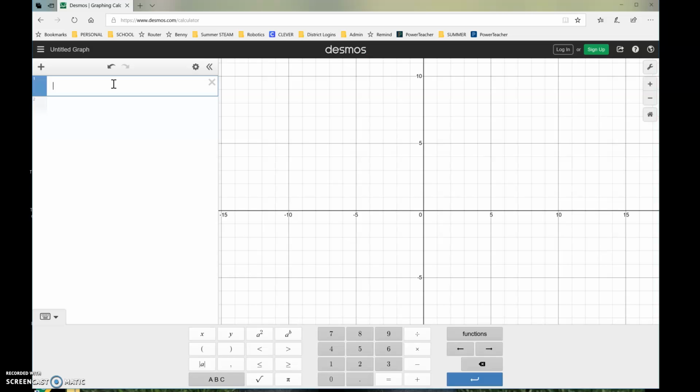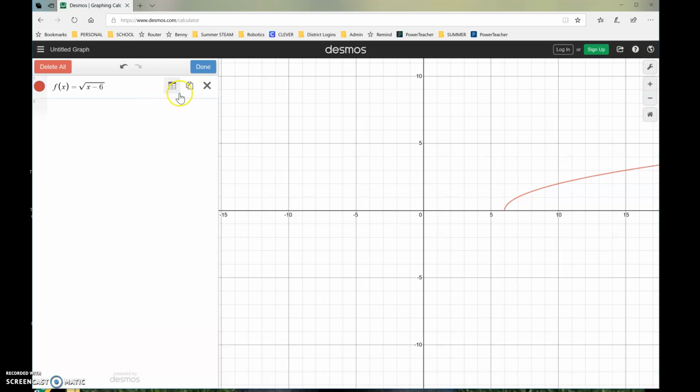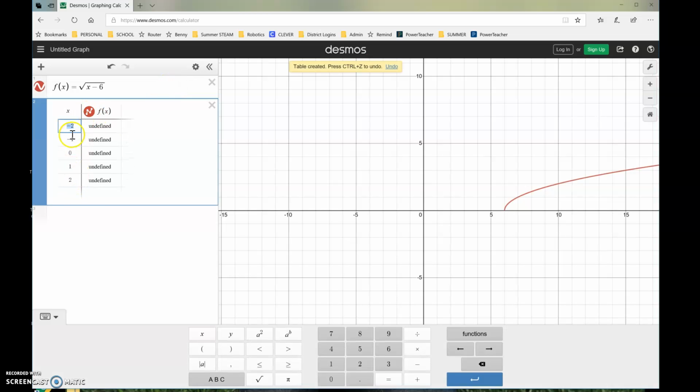So let's say you have something like f of x equals the square root, which here's the little square root thing, of x minus 6. I've seen this one on somebody's program. If it's asking you to fill in the table, I don't even care about the graph that I see over here on the right. Find this little settings wheel where it says edit list, and then click on this thing that looks like a table, and that converts it to a table.